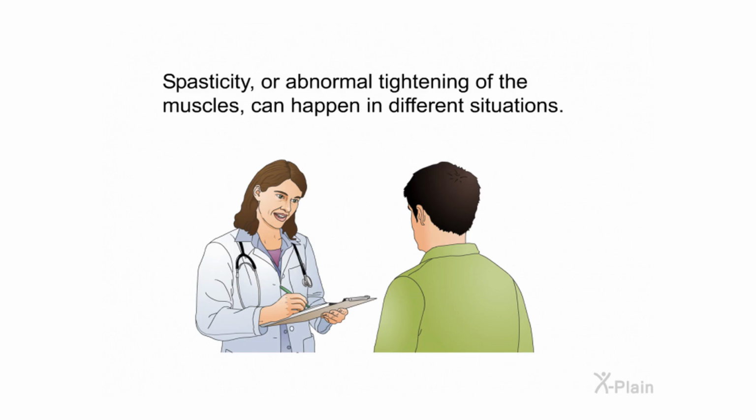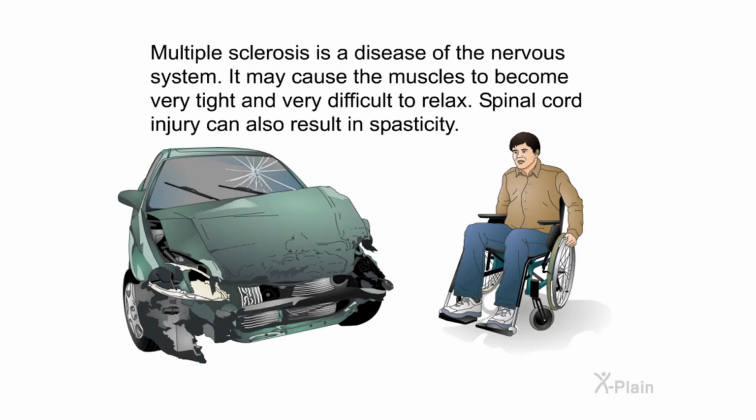Symptoms and their causes. Spasticity or abnormal tightening of the muscles can happen in different situations. Multiple sclerosis is a disease of the nervous system. It may cause the muscles to become very tight and very difficult to relax. Spinal cord injury can also result in spasticity.